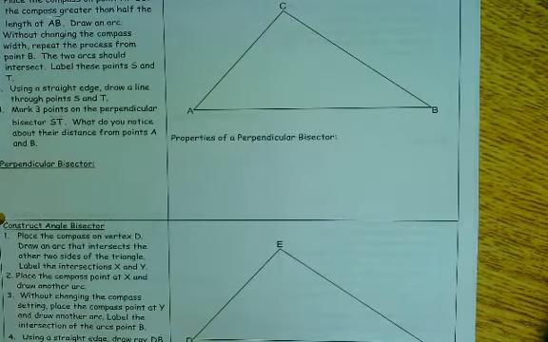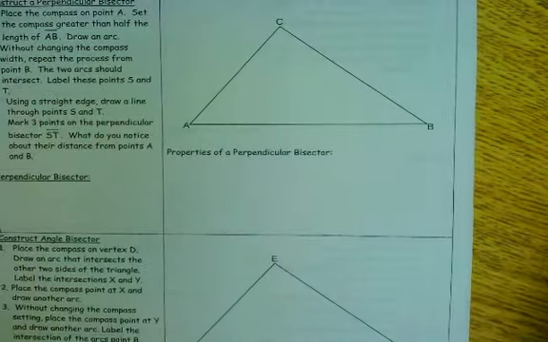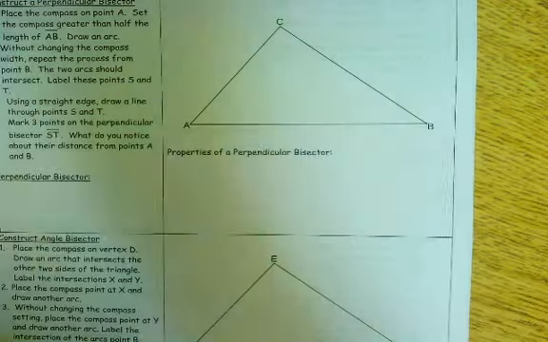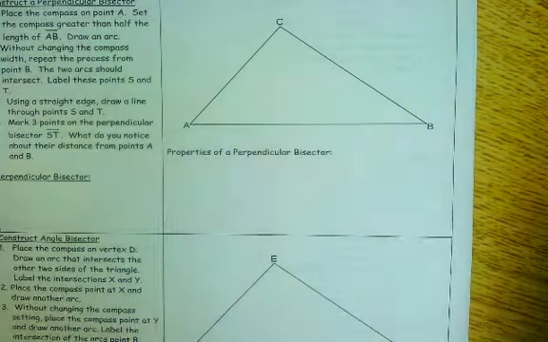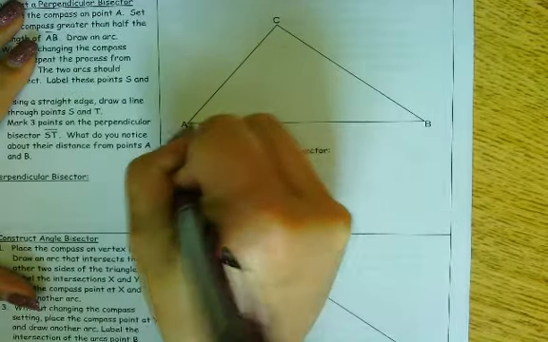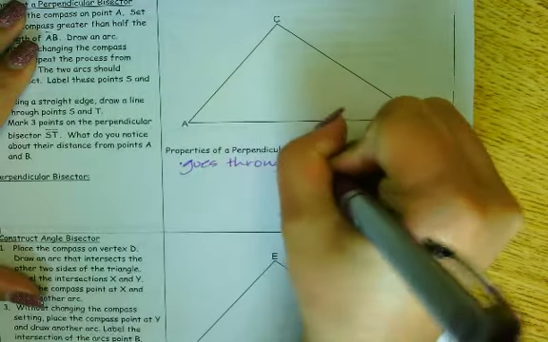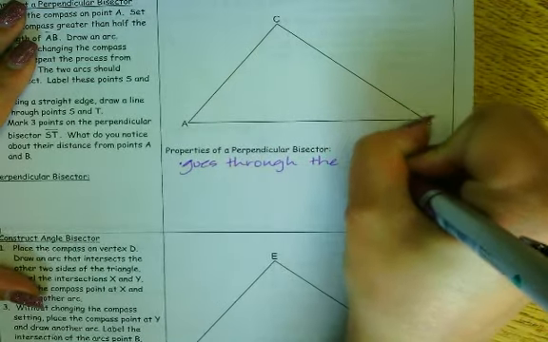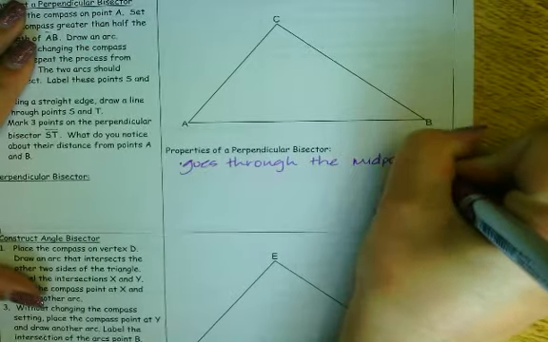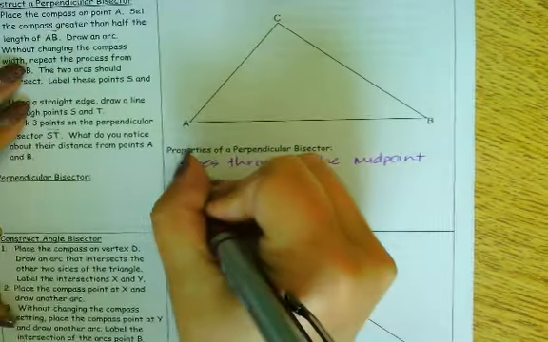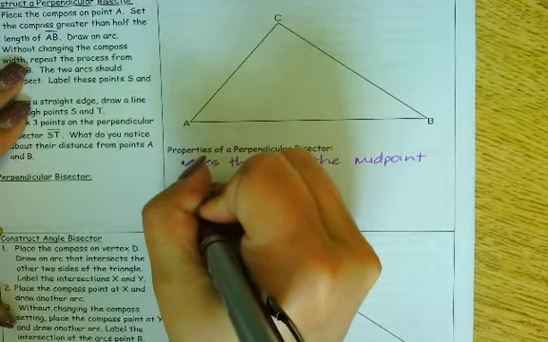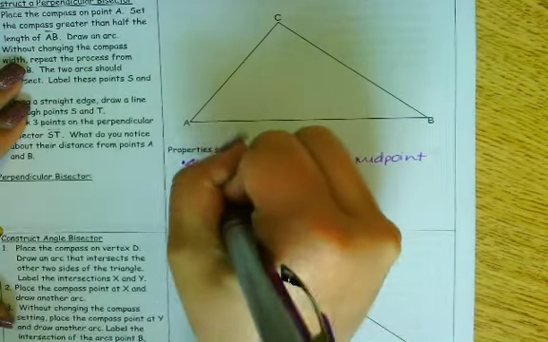Perpendicular bisector. Okay, this we have already done. Okay, we did this, I believe, on 1.3, sometime last week before your test. Okay, a perpendicular bisector goes through what? The midpoint. Okay, so it goes through the midpoint. And what happens at the midpoint? It forms what? A right angle. So it intersects at right angles.